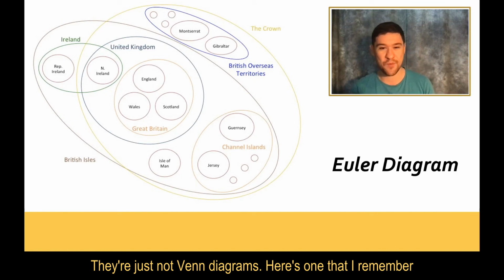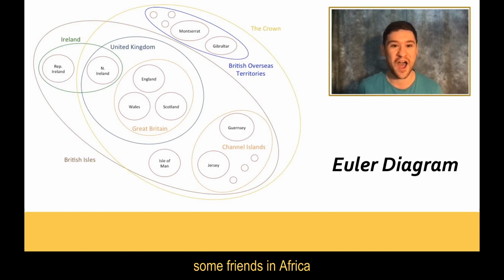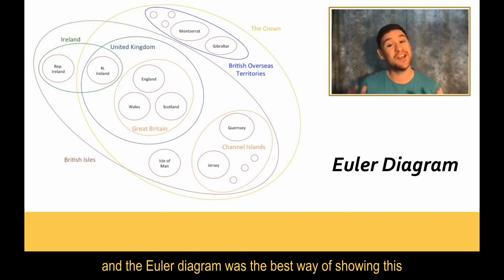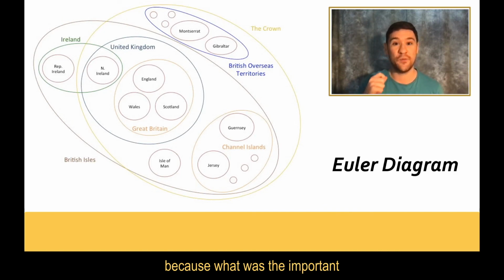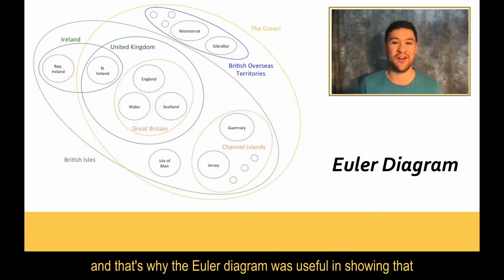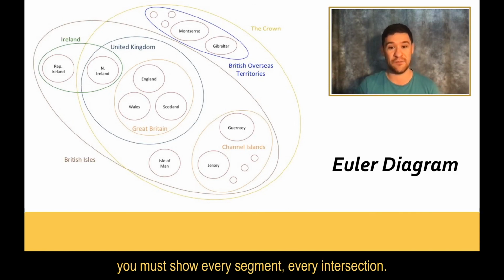Here's one that I remember I drew a few years ago to try to explain to some friends in Africa how the British Isles and the United Kingdom is made up, and the Euler diagram was the best way of showing this, because what was the important information was which intersections were empty, and that's why the Euler diagram was useful in showing that. But this is not a Venn diagram. So if I ask you to draw a Venn diagram, you must show every segment, every intersection.